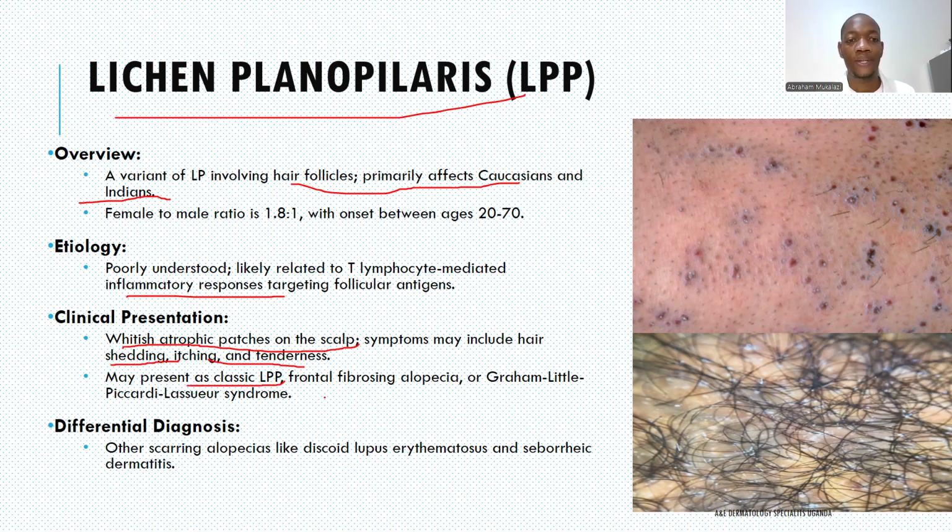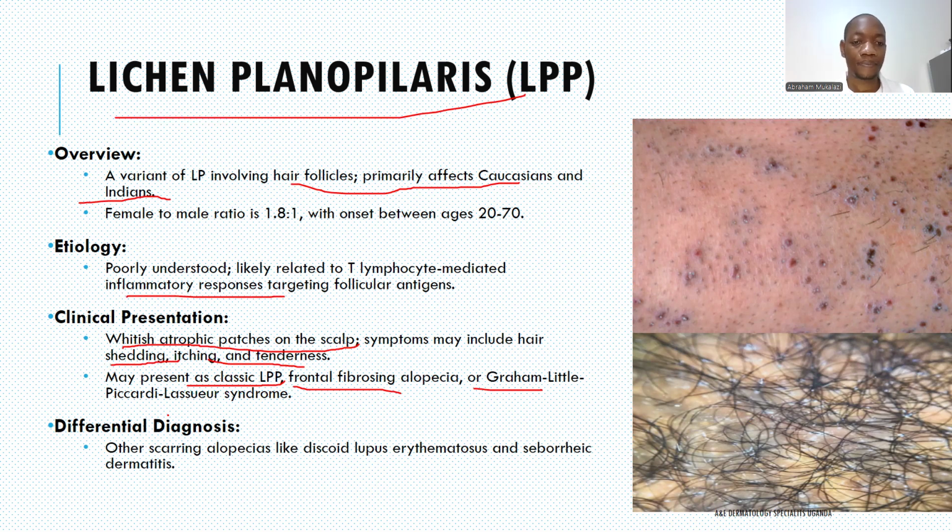Sometimes someone will present with the classic lichen planopilaris, or sometimes they can present with frontal fibrosing alopecia, or even the Graham-Little-Piccardi-Lassueur syndrome. So in Graham-Little-Piccardi-Lassueur syndrome, you have a couple of things. So you have papules on the skin that are lichenoid. Then you have scalp involvement, and in scalp involvement, you have lichen planopilaris as the feature.